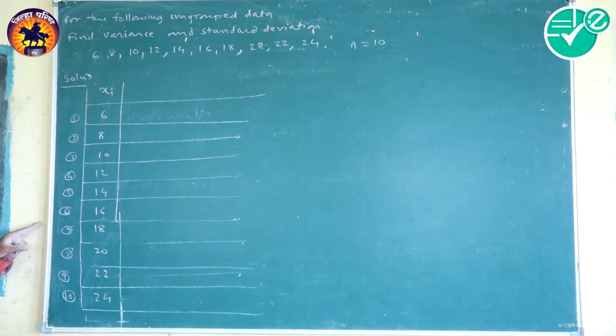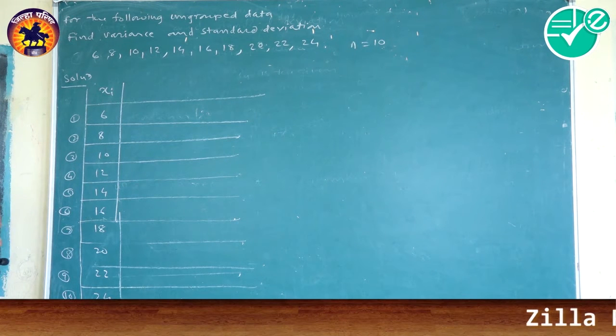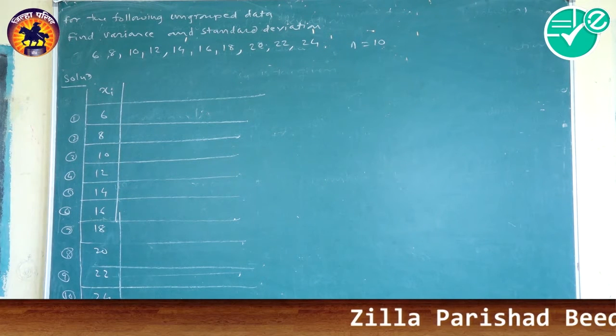Very first I will have to find the mean. So to get the mean, I will have to find the sigma xi.